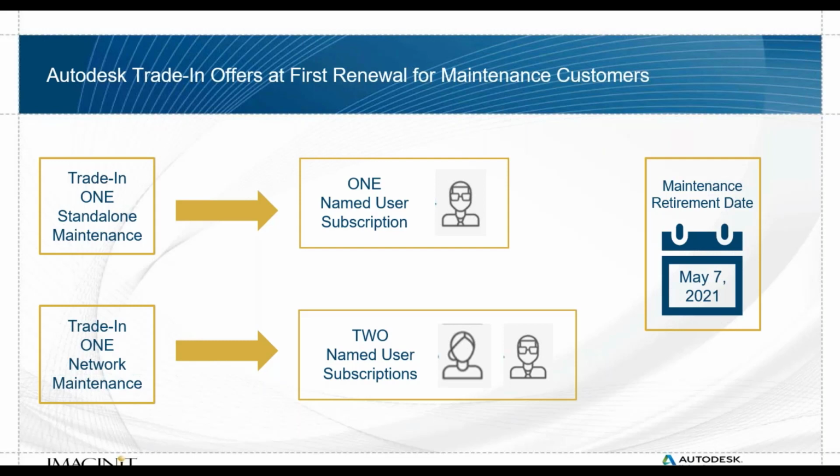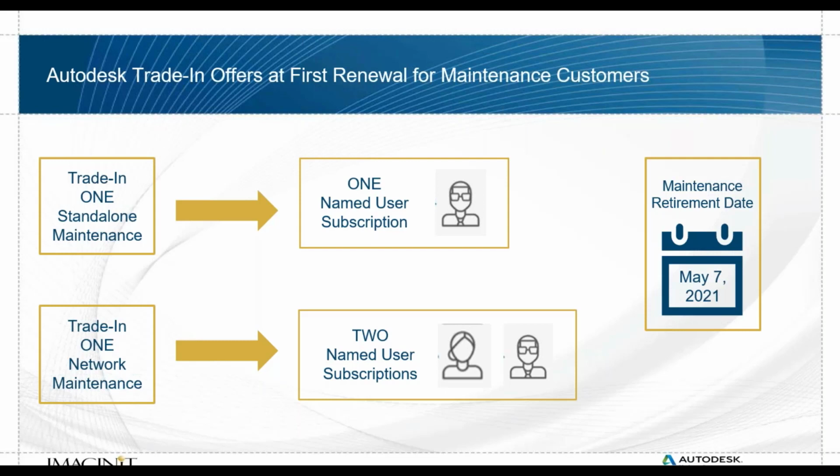So let me dig a little bit deeper into this first renewal. This means that when that contract or contracts with multi-user licenses comes up for renewal for the first time, you can take advantage of the 2 named users for 1 multi-user license. And if you don't take advantage of it at that time, then it's not going to be available the next renewal. So that's why that first renewal is very important.